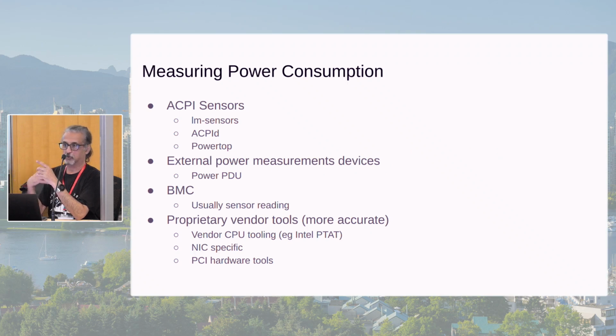You've got, I like to call it ACPI. Some people call it SCPI, which has sensors. LM Sensors uses it, powertop. And you can get SCPI measurements for the voltage of the power supply, for example. You've got external devices, which is eventually what we ended up using mostly. You've got BMCs. Usually they have sensors built into them. And the best tools are proprietary to the CPU vendors. So PTAT, which is the Intel one we ended up using.